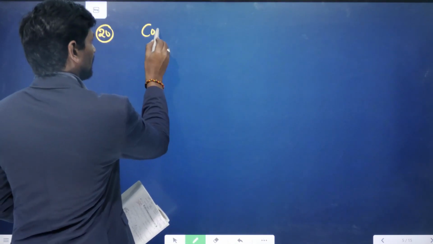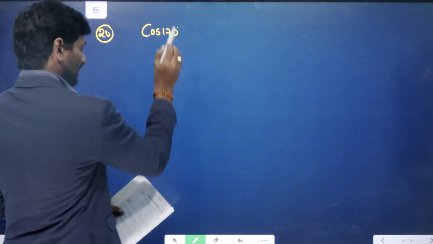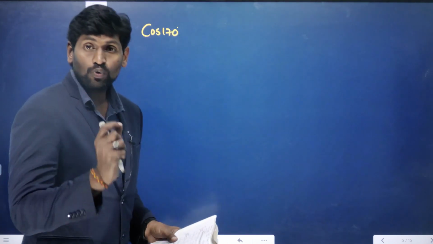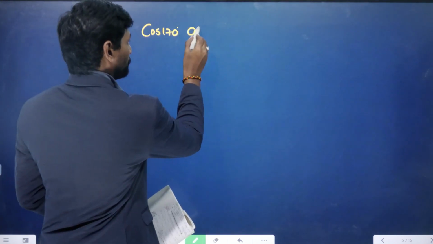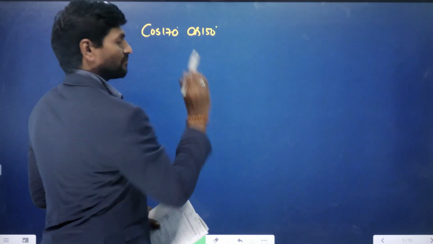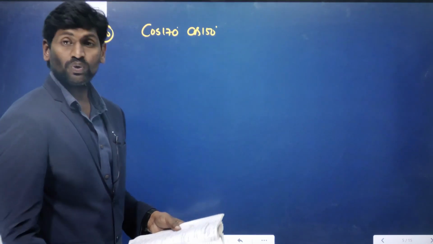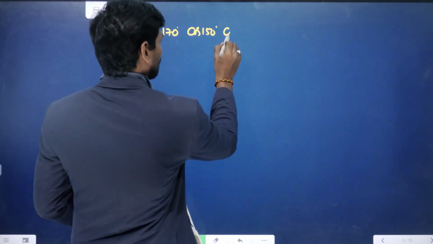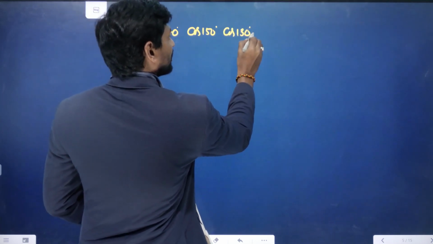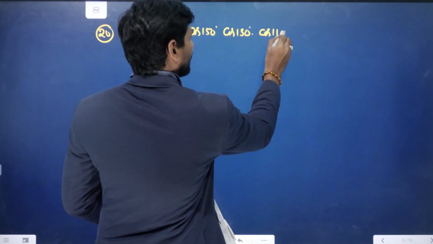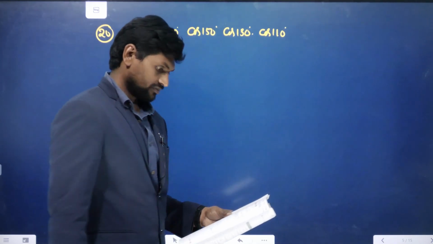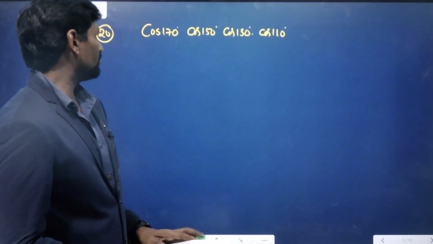Okay? Yeah. The 20th question is cos 170 degrees, cos 150 degrees, cos 130 degrees and cos 110 degrees. Okay? Here 4 terms are given.